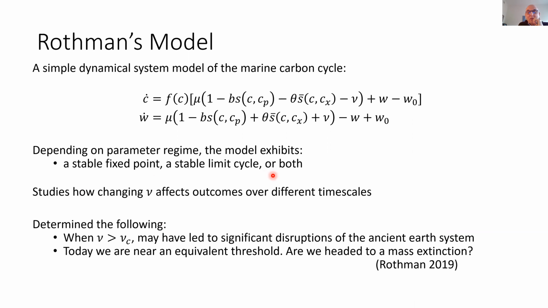So depending on the parameter regime, it turns out you get a stable fixed point, a stable limit cycle, or possibly both. What's interesting to us is where we have both. Now, this is a bistable situation, but one of our stable states is actually a limit cycle, a periodic orbit. Here, you should think of this variable nu as representing the amount of available atmospheric CO2. So we're interested in how changing nu affects the outcome over different timescales.